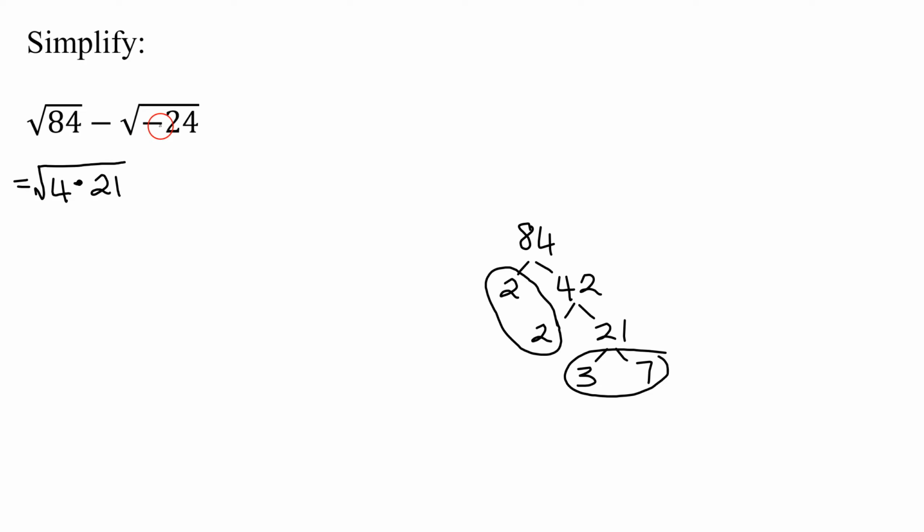Now let's go on to the second term. Be careful. A lot of students see the negative outside the square root and the negative inside, and they want to multiply them together. You cannot do that. So you leave the negative outside. And how do you deal with the square root of a negative number? Hopefully you remember how to do this.